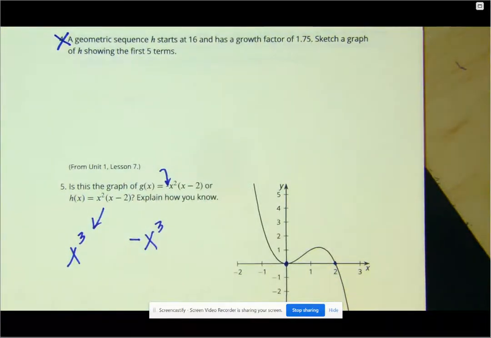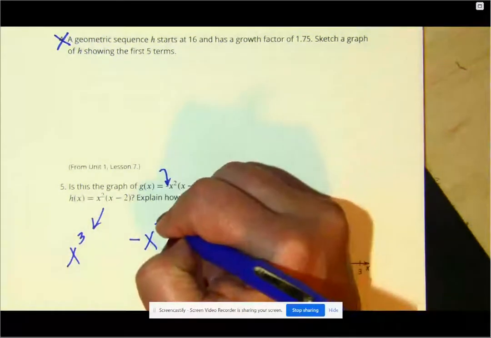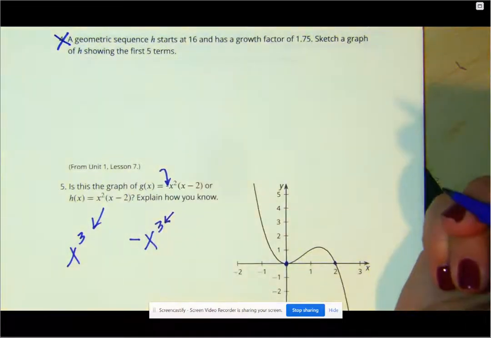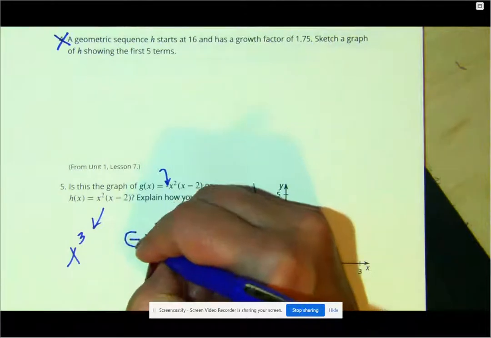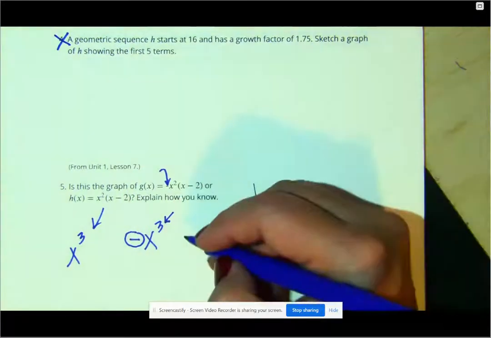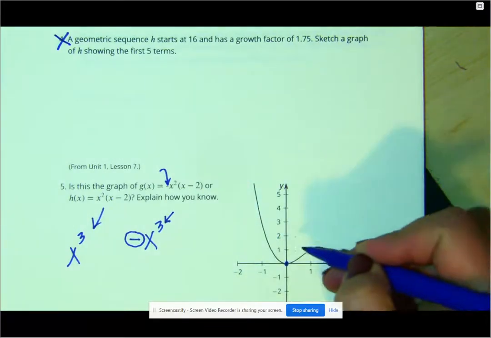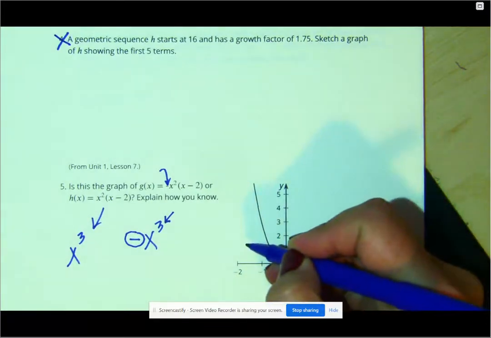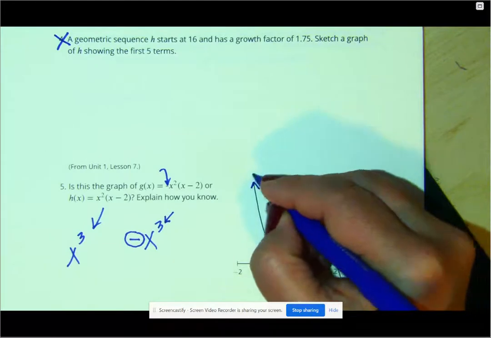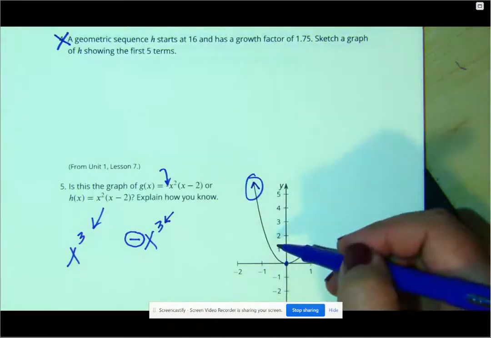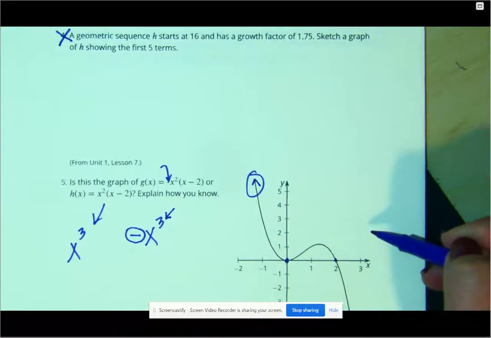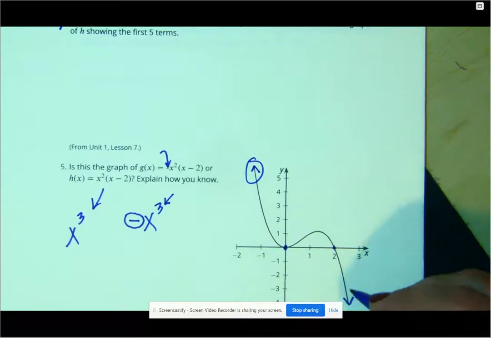So which is right? Well, if you remember from our work with polynomials, if you have an odd degree with a negative leading coefficient, then the end behavior is exactly what this picture is. As x gets larger and larger in the negative direction, y gets larger and larger in the positive direction. As x gets larger and larger in the positive direction, y gets larger and larger in the negative.